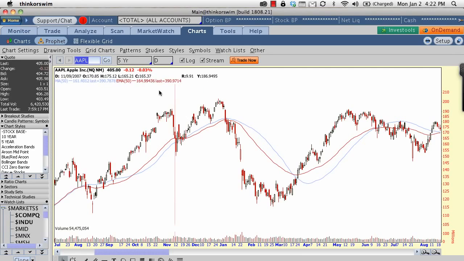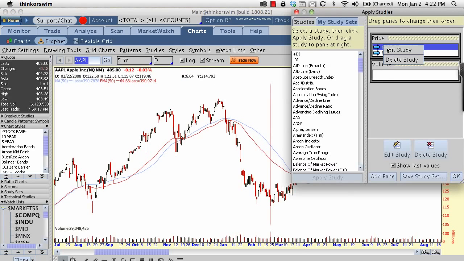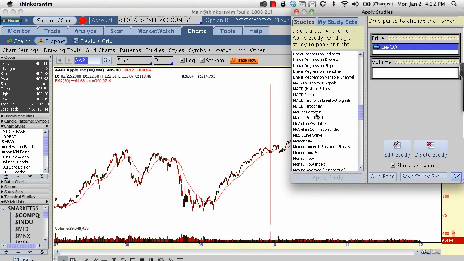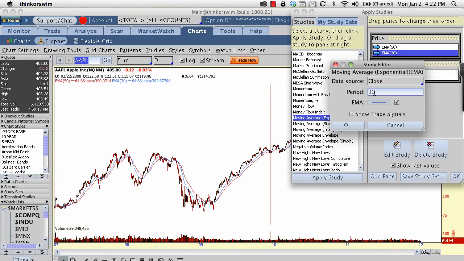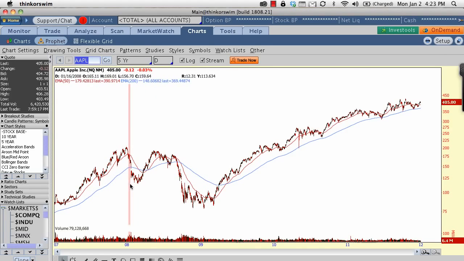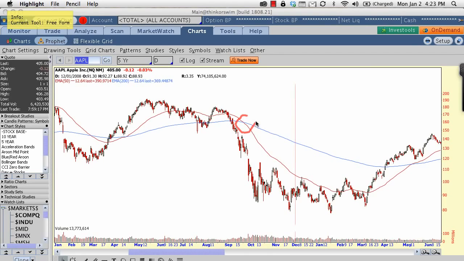Now, if we add an overlay, let me just take a second here to apply studies, and I'm going to delete this one and apply another moving average, and then we can take a look at a moving average crossover. So let's just make this a 200-day exponential moving average. Okay, so here's our chart here of Apple again. So let's just highlight this area. And you can see that we got a moving average crossover back here in September of 2008.